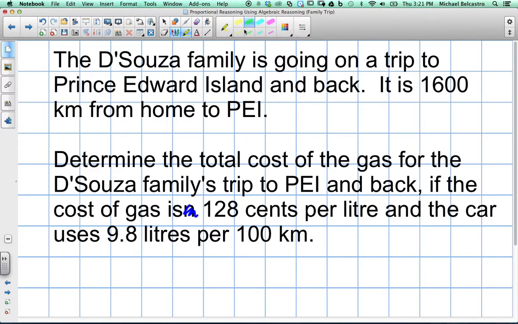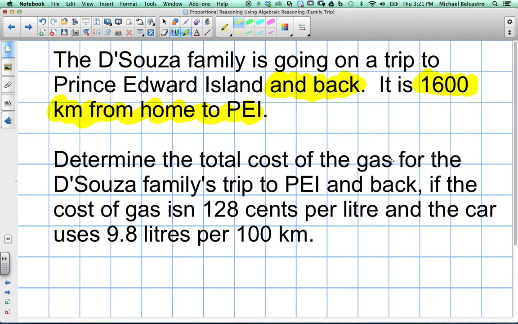Oh, lots of info. So let's highlight our important stuff. The D'Souza family is going on a trip. The trip is 1,600 kilometers from home to PEI, but what's also very important is they're going there and back. Okay, so that's two ways. That's only a one-way distance, so we have to figure it out two ways.